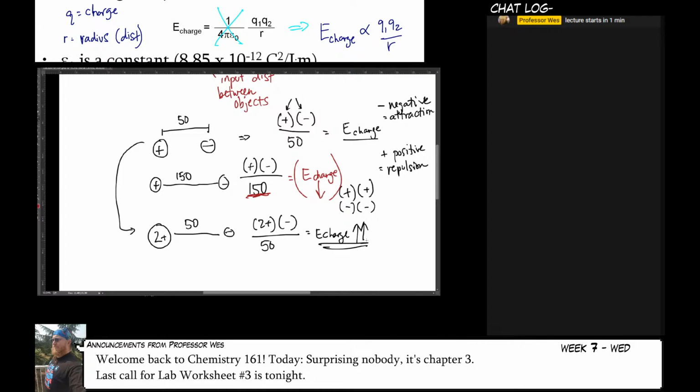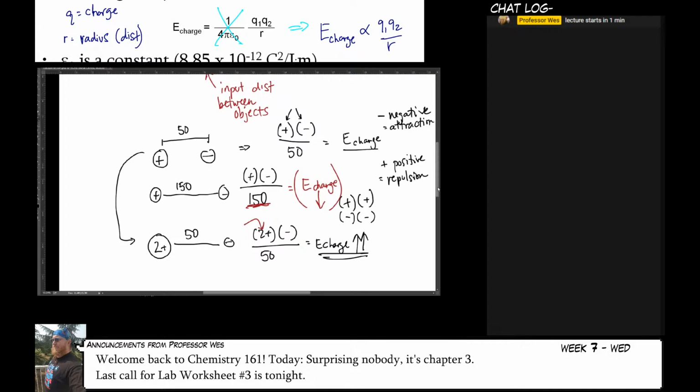And then my energy increases because I put a 2 here. It effectively doubled. So we're going to be looking at this equation conceptually. If I increase the charge relative to some default situation, what happens to my energy of attraction? If I increase the distance, what happens to my energy of attraction?